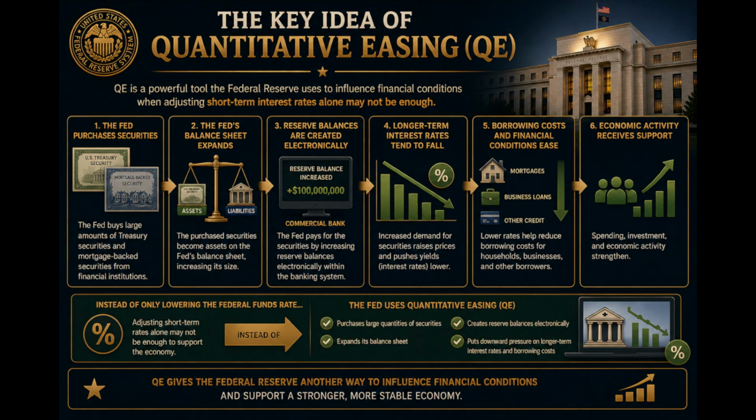The key idea is that quantitative easing gives the Federal Reserve another way to influence financial conditions when adjusting short-term interest rates alone may not be enough. Instead of simply lowering the federal funds rate, the Fed purchases large quantities of securities, expands its balance sheet, creates reserve balances electronically, and attempts to put downward pressure on longer-term interest rates and borrowing costs.